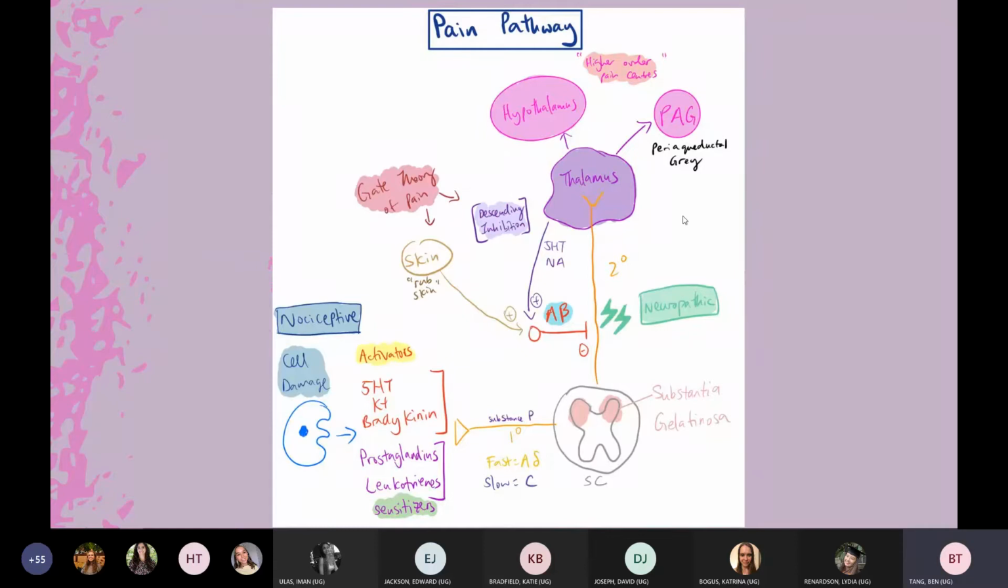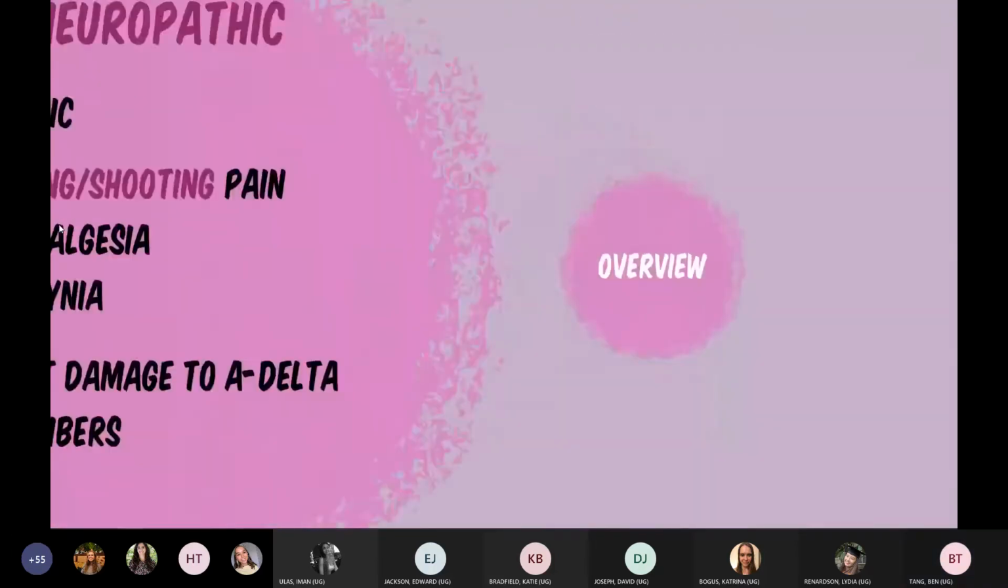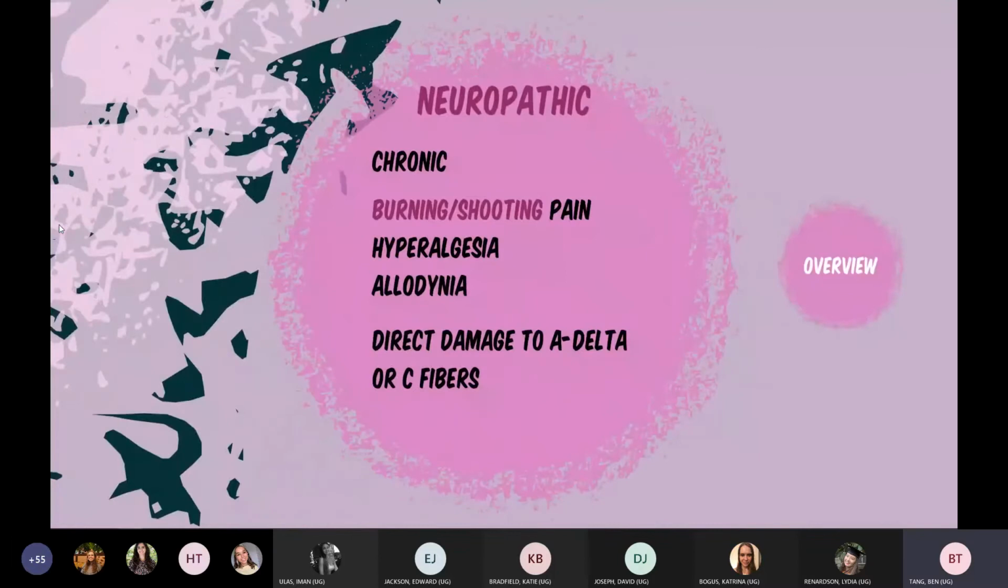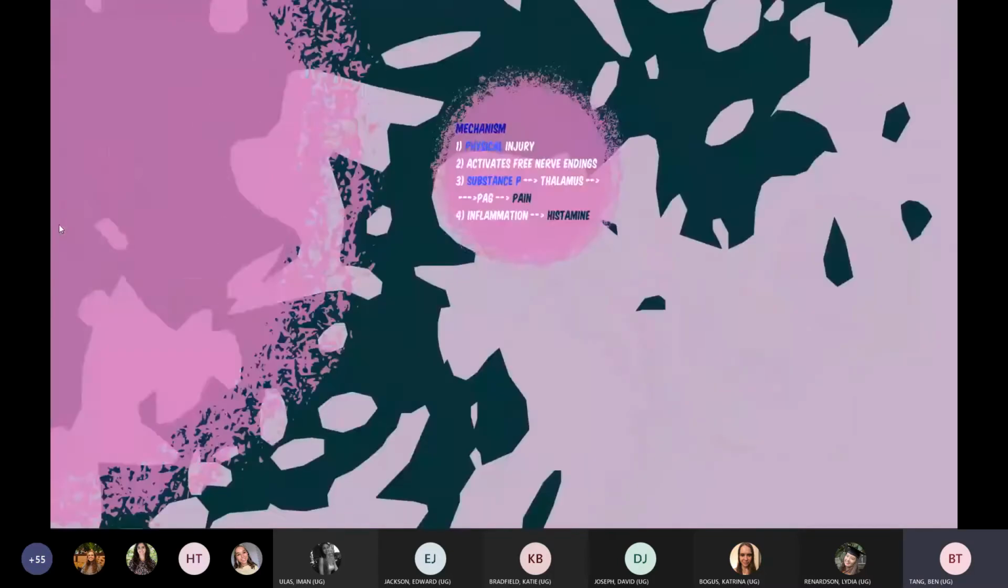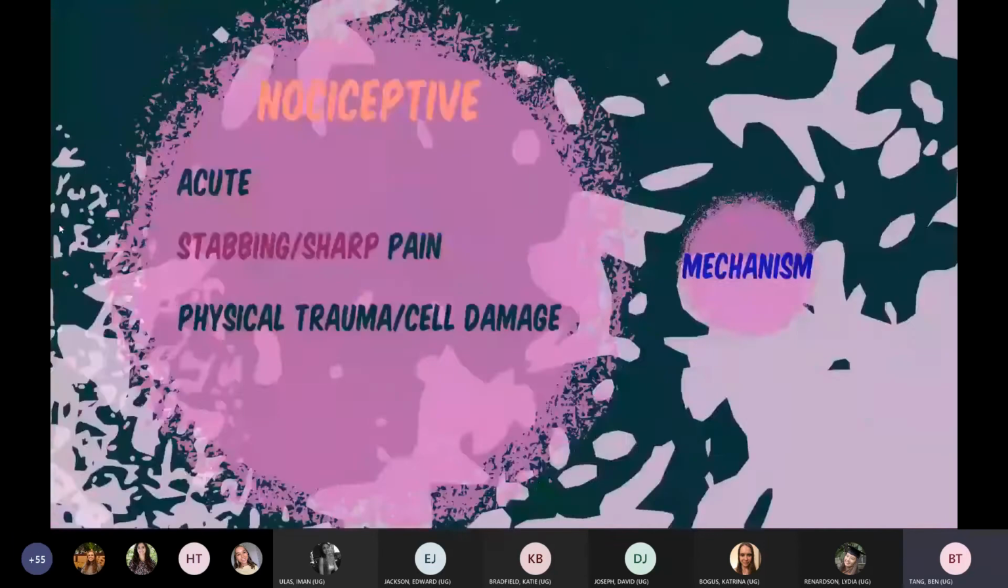Any questions so far? All right, well, hopefully that all made sense. If not, hopefully that diagram will be useful, and these will be made available to you.